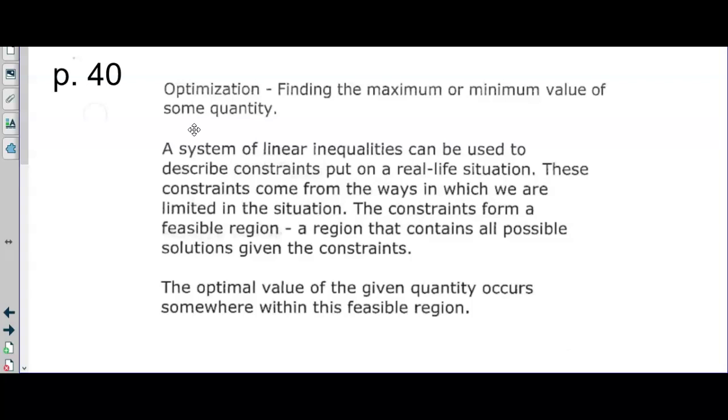These are all real life situations, so we'll be using quadrant 1 only. So there will be no negatives. Therefore, the constraints will also contain x greater than 0 and y greater than 0.